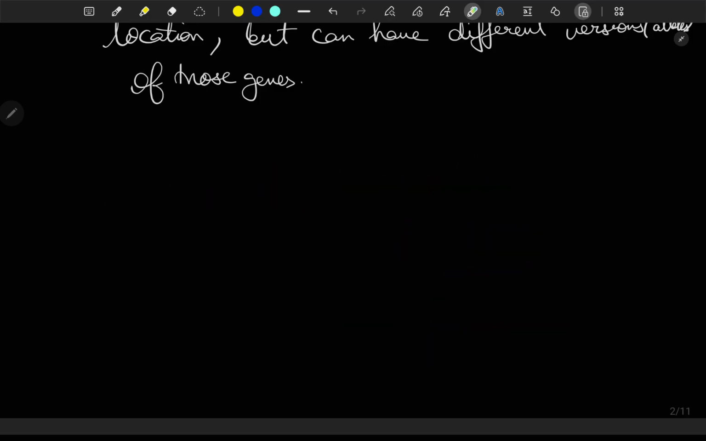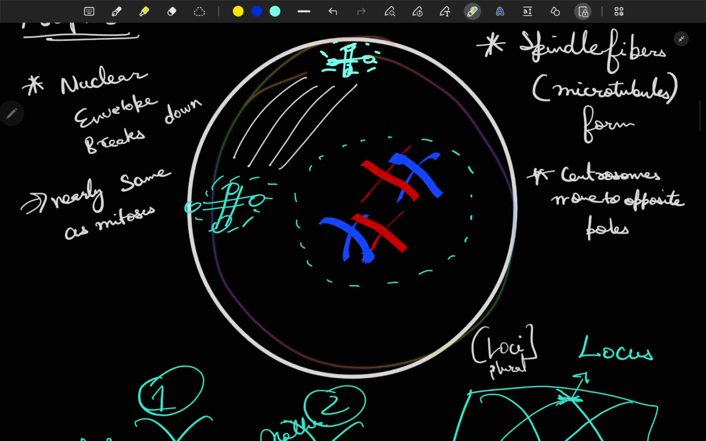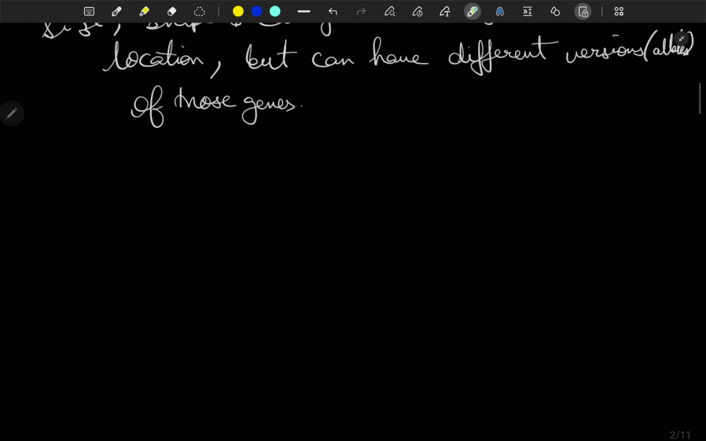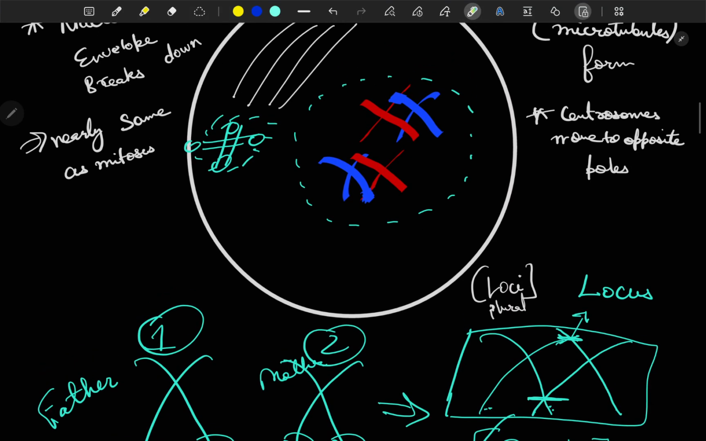Now different things will happen here. First of all, see, this is a cell. These are centrosomes. You can see the centrosomes have moved to opposite poles of the cell. And now the spindle fibers, you can see they begin to form. You can see the nuclear envelope here. It broke down. Like in interphase, it was clearly intact, but now it broke down. This process is generally the same as mitosis, and up till this part it is generally the same.